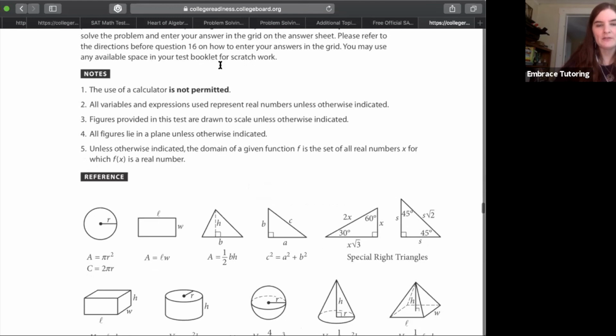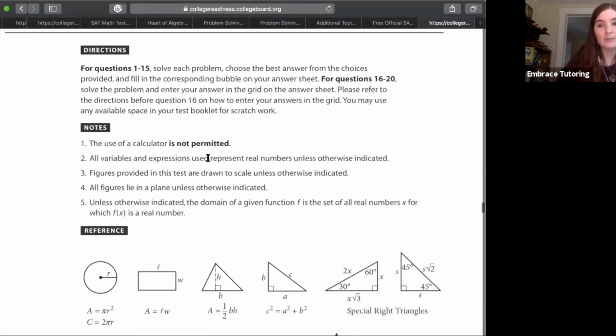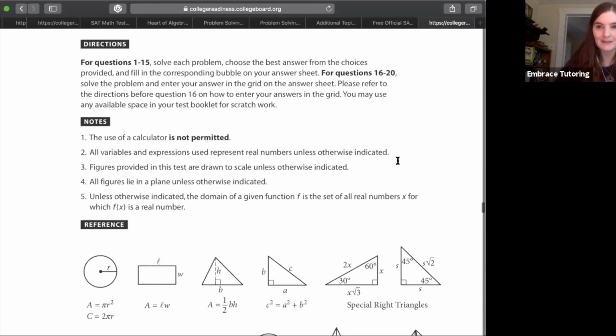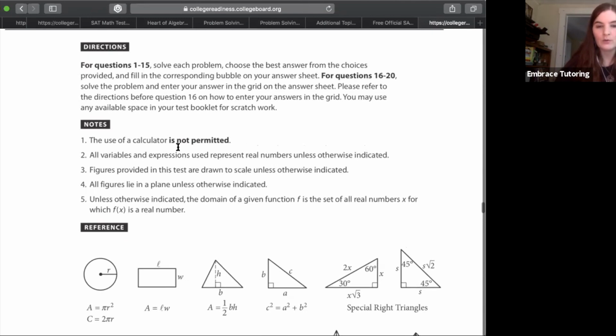And any available space in your test booklet is available for scratch work, for scrap paper, for solving equations. Use of a calculator is not permitted, so you want to make sure it is off your desk when you're working on this section of the test. All variables and expressions used represent real numbers unless otherwise indicated. If you do not know what a real number is, please email me and let me know so we can discuss it in class. Or I can speak with you to clarify that, okay? But everyone should know what a real number is, in terms of the types of numbers that you're dealing with on this test, okay?